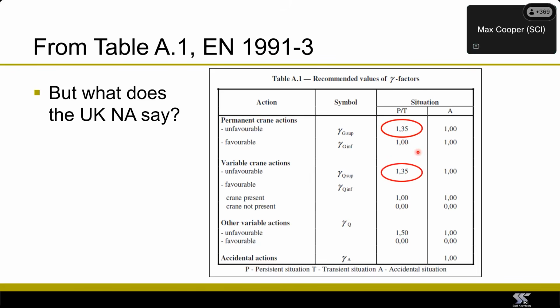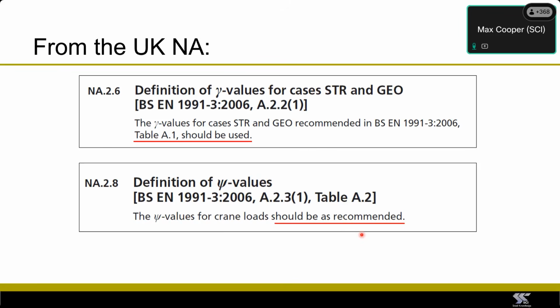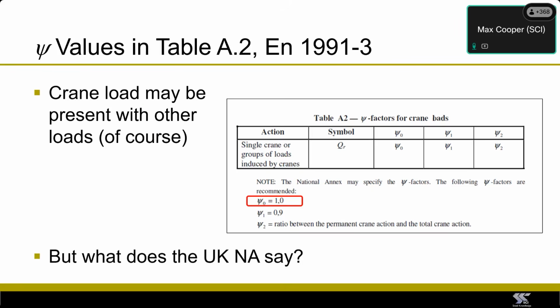But when we look at the variable actions due to the crane, we would find that we have a partial factor of 1.35. So the first time you might see this in a worked example, you might think, is this a mistake? For every other variable action, we would expect to multiply by 1.5, but no. In the Eurocode, it's given as 1.35, and indeed it is also given in the UK National Annex. So I skipped ahead a bit there, but you find that the gamma values are to be taken from the core Eurocode. I'll skip back now.